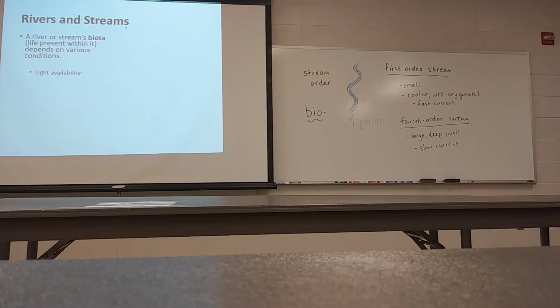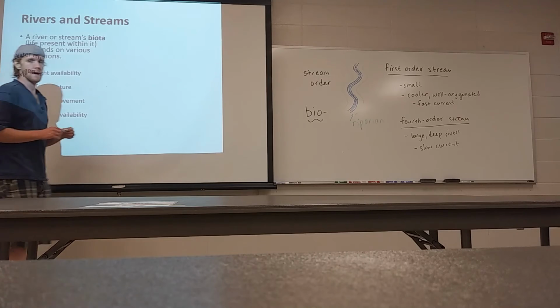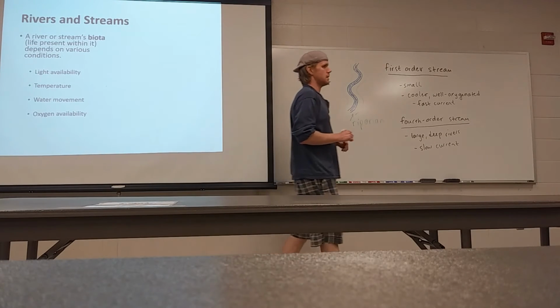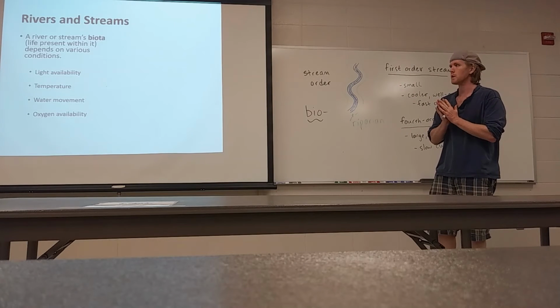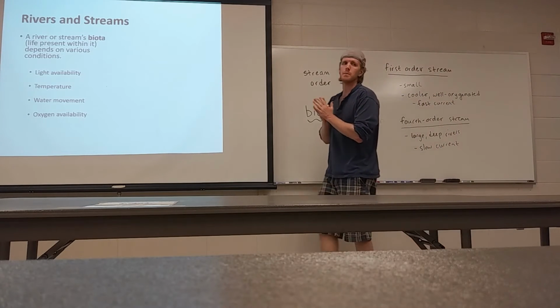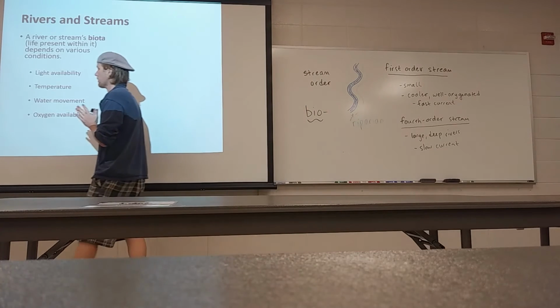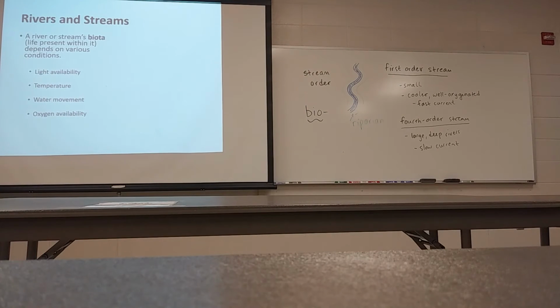What are some things that influence the biota? I got four major ones listed for you. The amount of light that's available, which can depend on a number of things. It can depend on the turbidity of the water, how clear the water is, and the depth. If it's quite deep, some of the deeper regions might not get much light availability for plant growth. Temperature is important. Oxygen availability ties into that, which I'll mention in just a little bit. Water movement is also important, also tying into oxygen availability.